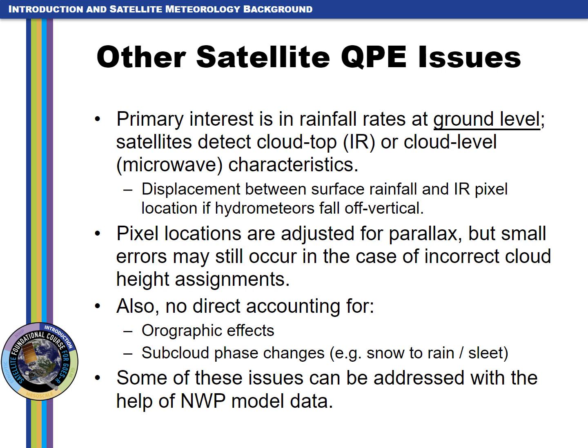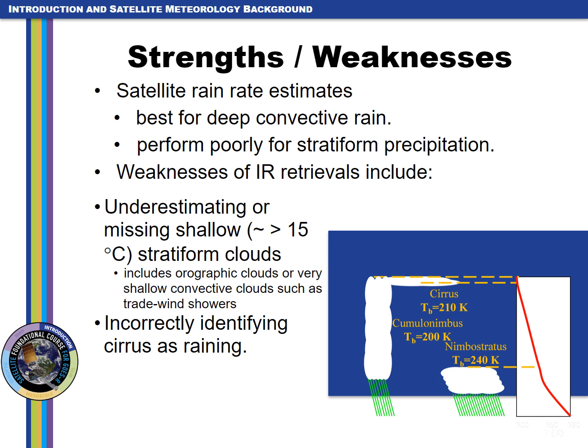Pixel locations are adjusted for parallax, but small errors may still occur in the case of incorrect cloud height assignments. Also, satellites cannot directly observe orographic effects and subcloud phase changes. Some of these issues can be addressed with the help of NWP model data. Now we'll review strengths and weaknesses of the product.